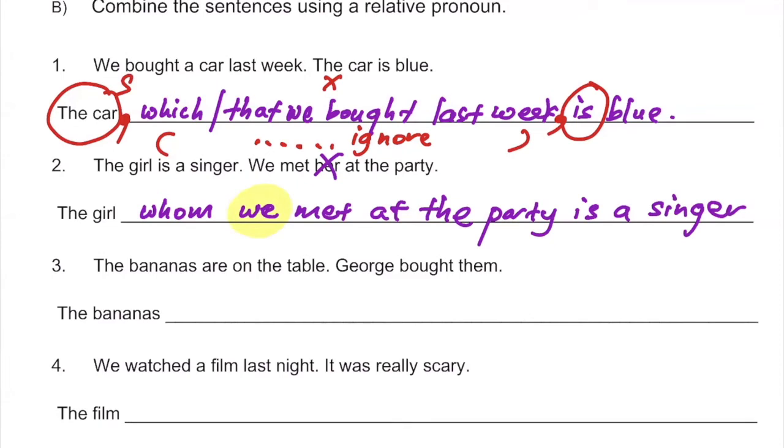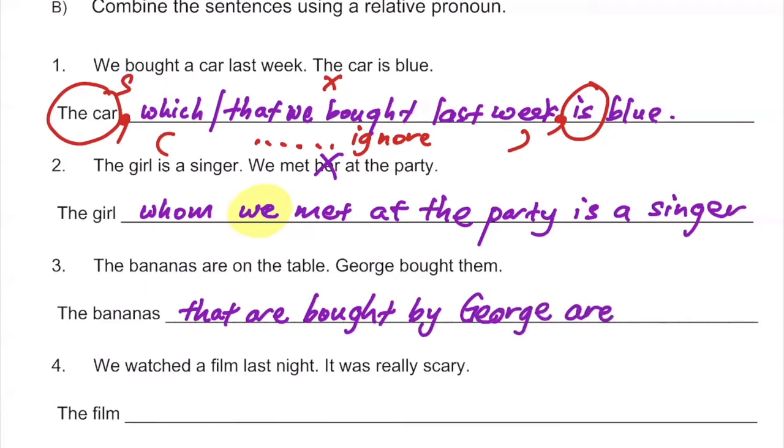Okay, number three, Joyce, do the banana one. Yeah, the bananas that are on the table, they are on the table. No. The bananas that are bought by George are on the table. Yes. Yes. Okay. So over here, right, bought by George. What have I just done here? George bought them. I changed to bought by George.